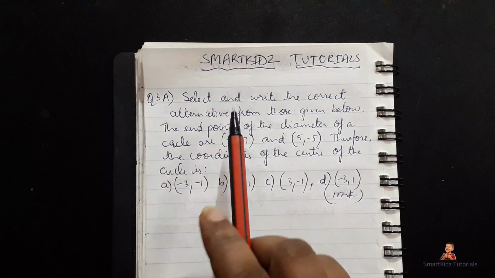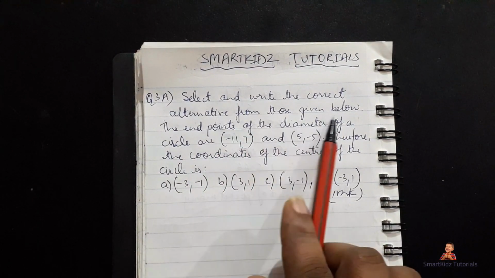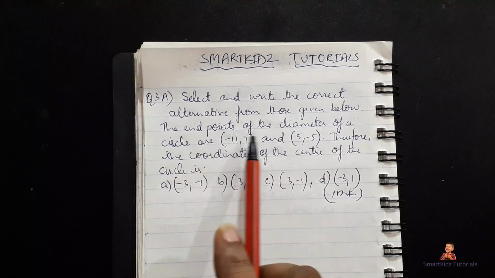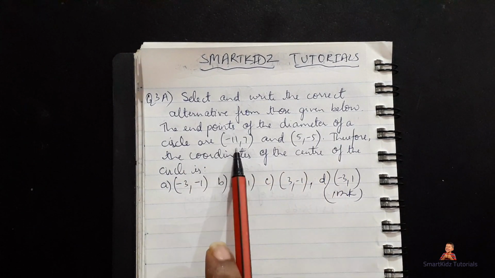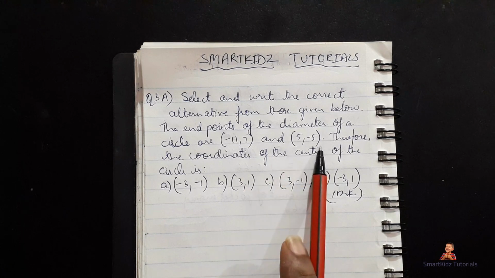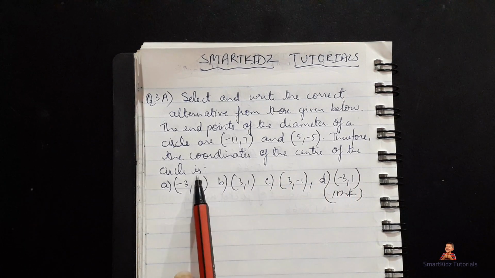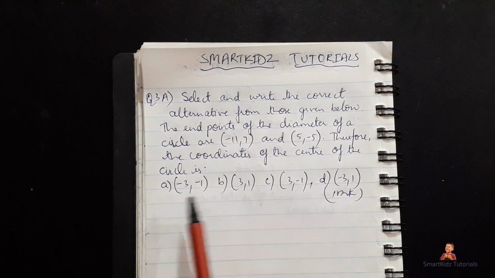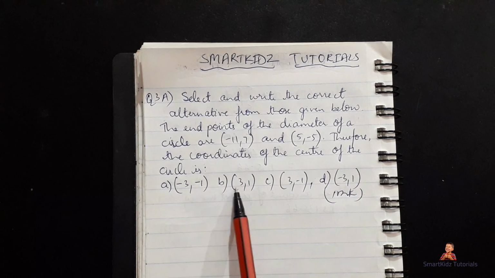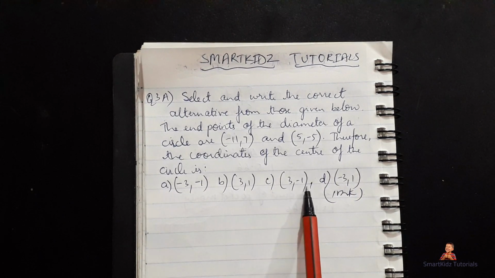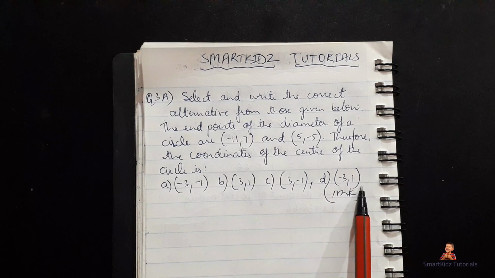Question 3a, we have to select and write the correct alternative from those given below. The endpoints of the diameter of a circle are -11, 7 and 5, 5. Therefore, the coordinates of the center of the circle are: the choices given are A -3, -1, B 3, 1, C 3, -1, and D -3, 1.